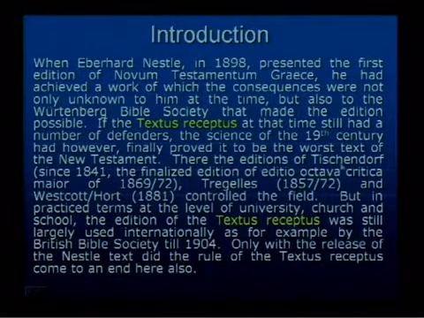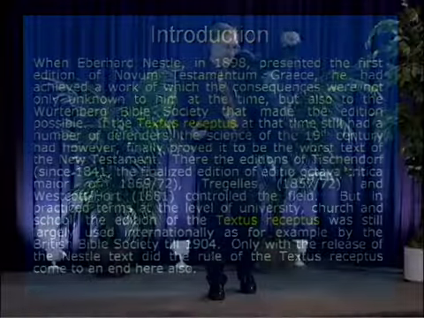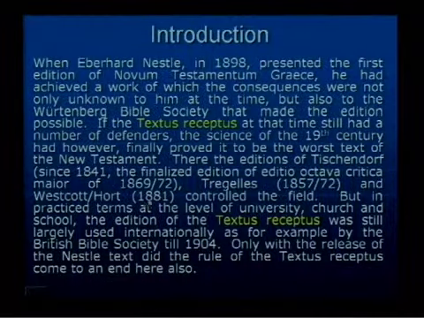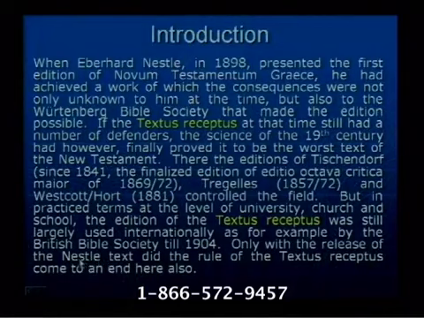So the Textus Receptus that had stood the test of time until 1900 now suddenly was the worst text available. There, the editions of Tischendorf, that's the man who discovered that piece of rubbish in a wastepaper basket, on which all the modern Bibles have been based since 1841, and Westcott and Hort in 1881, controlled the field. But in practical terms, at the level of the university, church, school, the edition of the Textus Receptus was still largely used internationally, as for example by the British Bible Society until 1904. Irrespective of the changes, the British didn't change that easily. Only with the release of the Nestle text did the rule of the Textus Receptus come to an end here also. Much rejoicing in Roman Catholic circles, they'd finally managed to destroy the Textus Receptus.